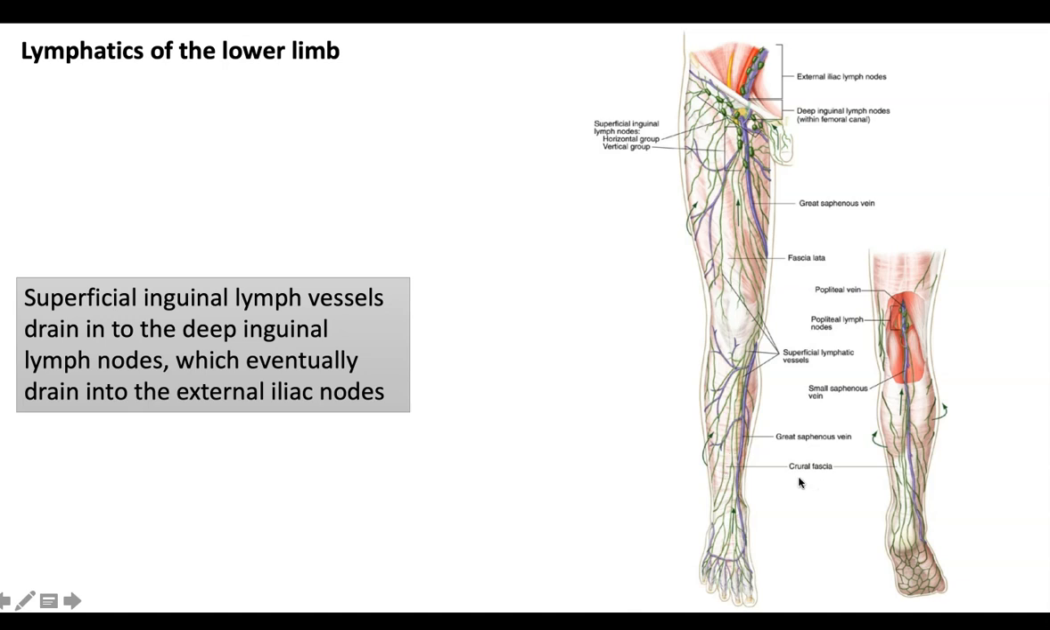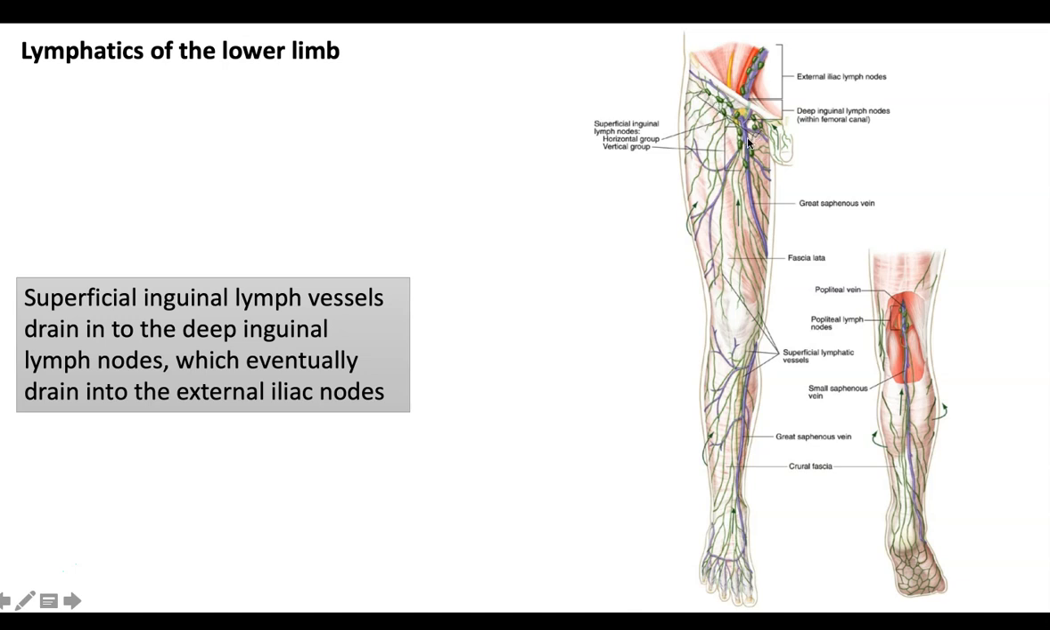Crura means leg. Within the superficial fascia, there are lymphatic vessels, and there are mainly two groups of lymph nodes in the lower limb. The inguinal group of lymph nodes lies under the inguinal ligament in the inguinal region. The inguinal ligament is the junction between the abdomen and the lower limb, and inferior to it there are the inguinal group of lymph nodes.